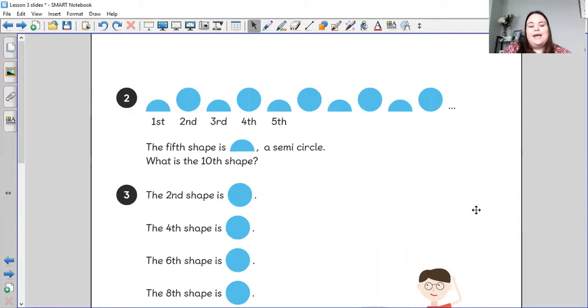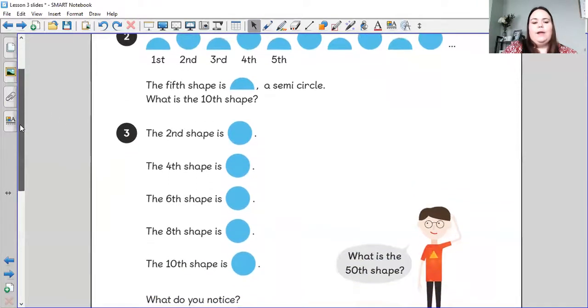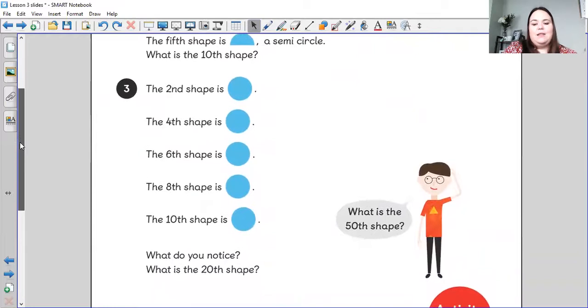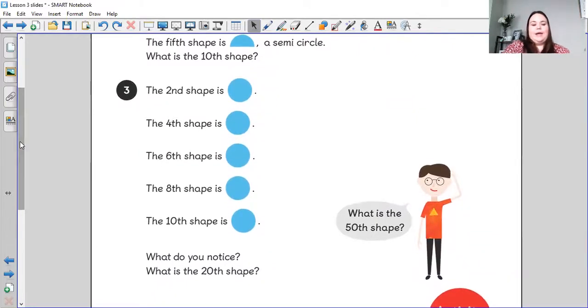So what would the 10th shape be? So this is the 6th, 7th, 8th, 9th, 10th. Why is the 10th shape a circle? Can you explain why that's happened in the repeating pattern? If we now know that the 10th shape is going to be a circle, can we now work out what the 20th shape must be?